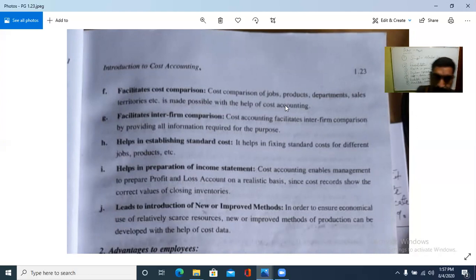Then another one is helps in establishing standard cost. So it helps in fixing the standard cost for different jobs, products, etc. So that is helps in establishing the standard cost.